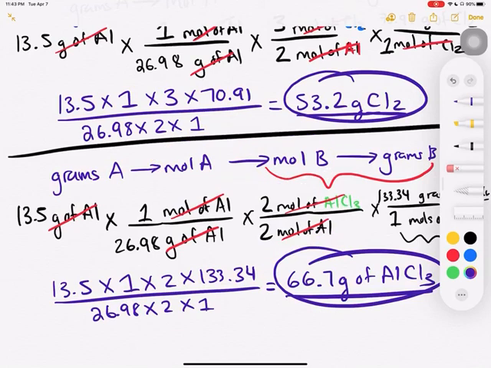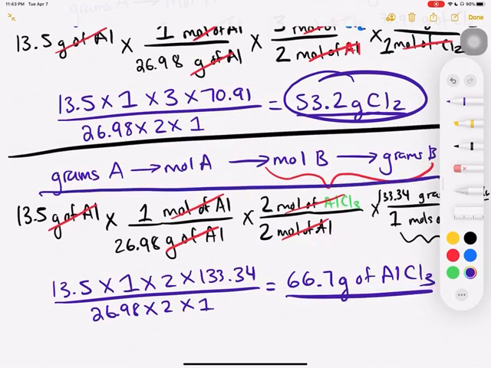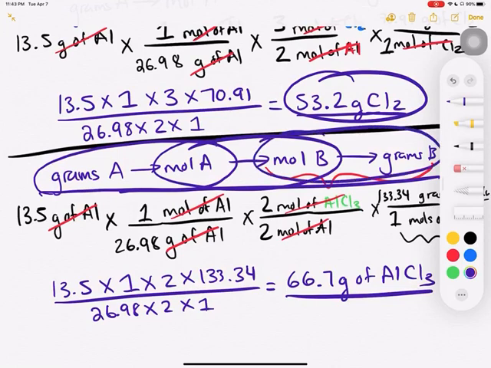When you're given grams, you have to follow this path over here: from grams of A to moles of A, then from moles of A to moles of B, that's the stoichiometric conversion, and then from moles of B to grams of B using the other molecular weight.